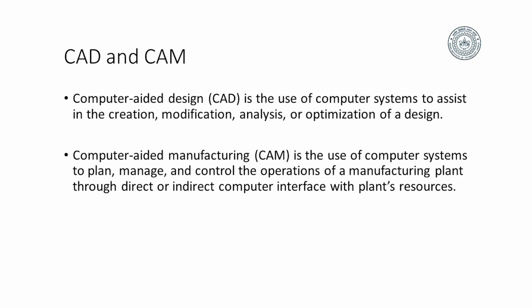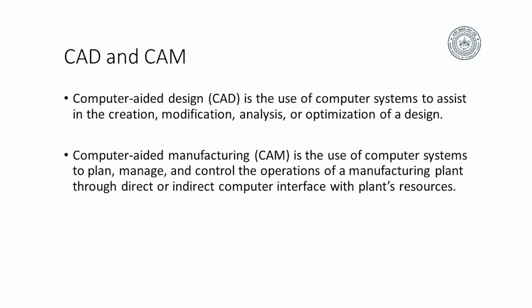So, there is CAD and there is also CAM. CAD is the use of computer systems to assist in the creation, modification, analysis or optimization of a design. So, it is about designing the product, using computer to design the product. That is what CAD is. CAM is the use of computer systems to plan, manage and control the operations of a manufacturing plant through direct or indirect computer interface with the plant's resources. So, it is about manufacturing the part, using the computers to manufacture.